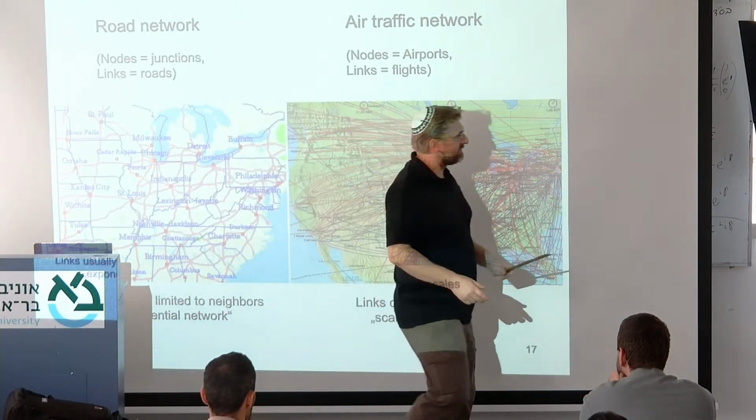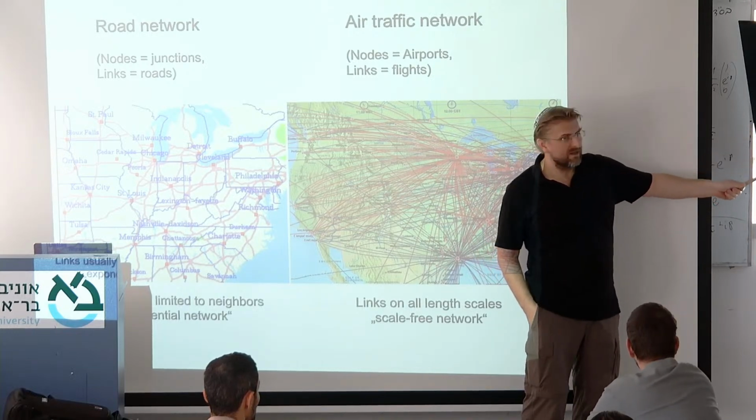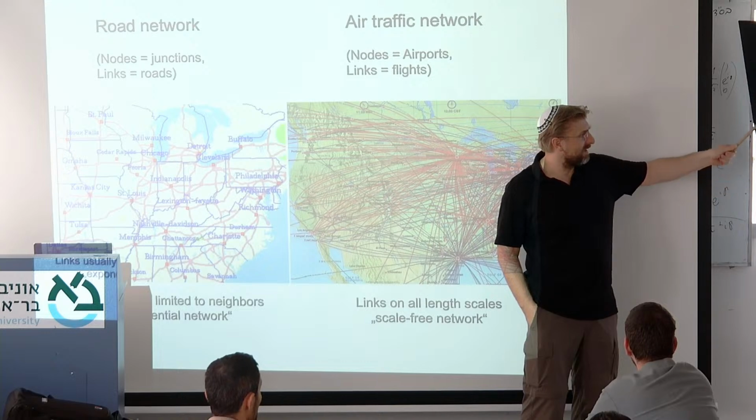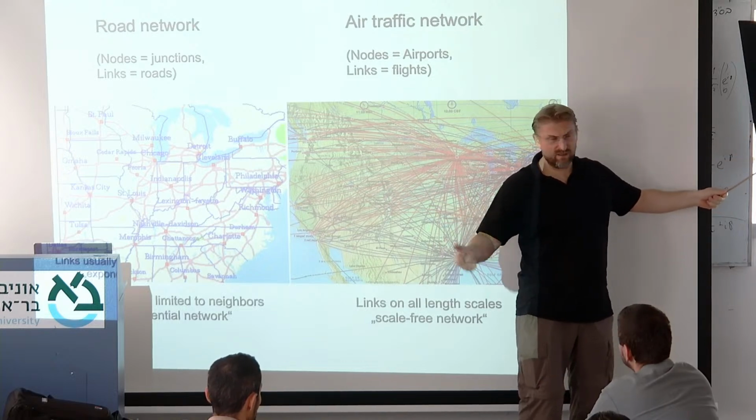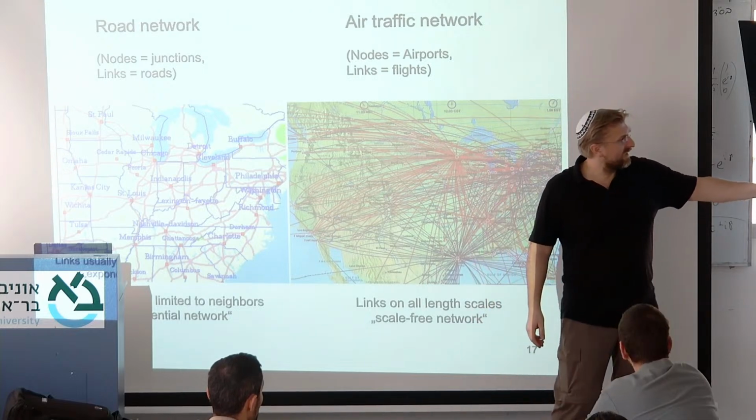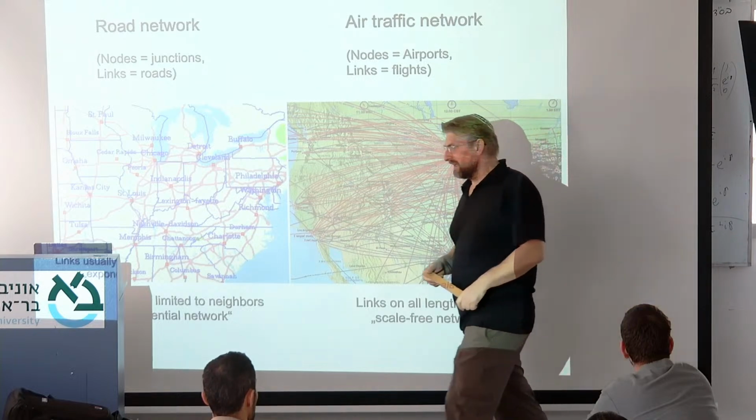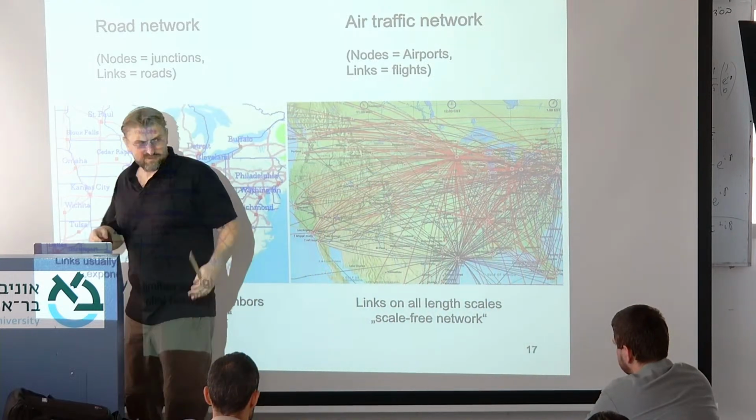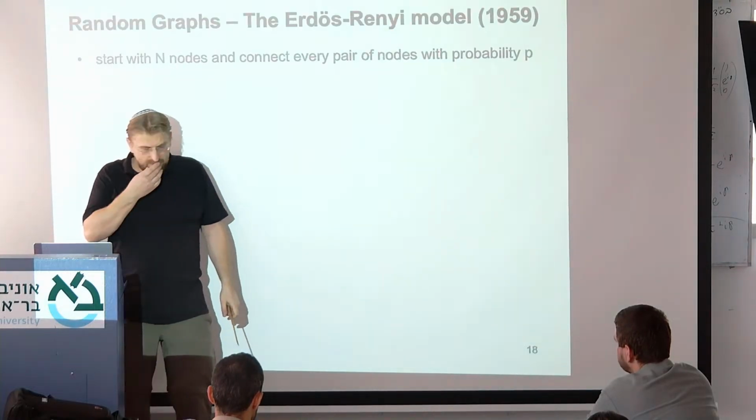And what we find is that here the links are usually limited to the neighbors. So it's also called an exponential network. Why? We will see in a moment. And here we have links on all scales. That's why it's also called a scale-free network. So there's probably some power law behind it, which we will see in a minute.